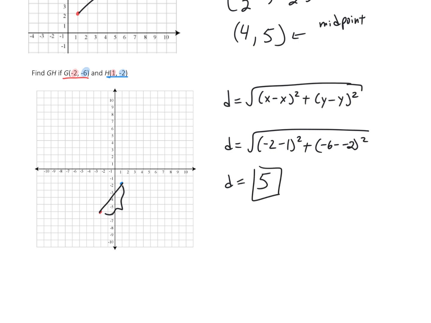So the length of this line then is 5 units, because they're really just squares on a graph. So 5 units. All right, let's go ahead and look at the last example on the other page.